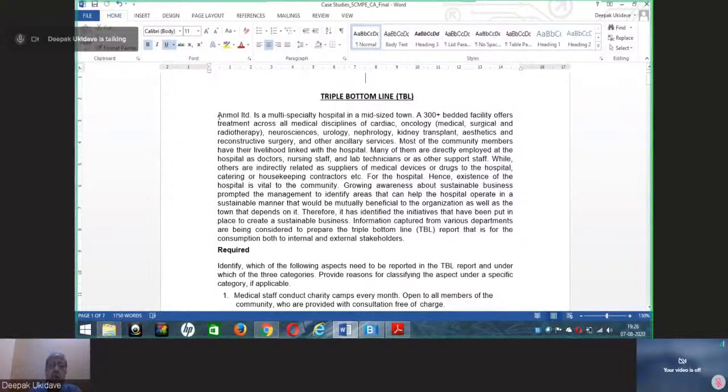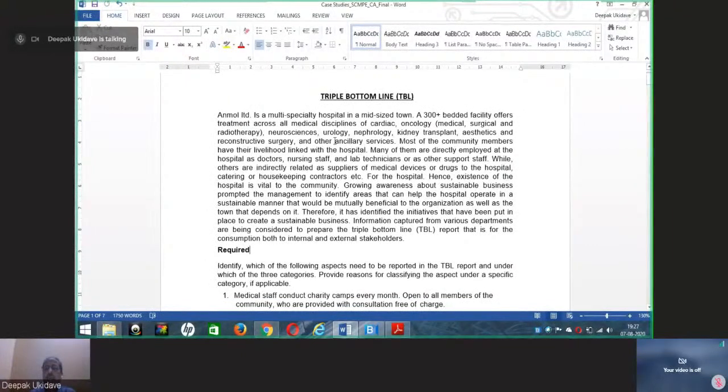There is a company called Anmol Limited. By the way, this case is again on triple bottom line. This is what is highlighted. It is Anmol Limited, a multi-specialty hospital in a mid-sized town. You read this case along with me. A 300 plus bedded facility offers treatment across all medical disciplines of cardiac, oncology, that is medical, surgical and radiotherapy, neurosciences, urology, nephrology, kidney transplant, aesthetics, etc.